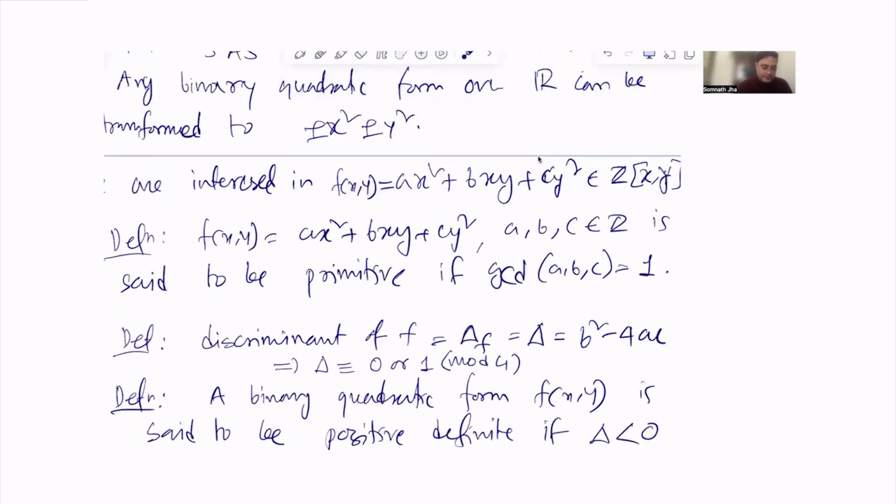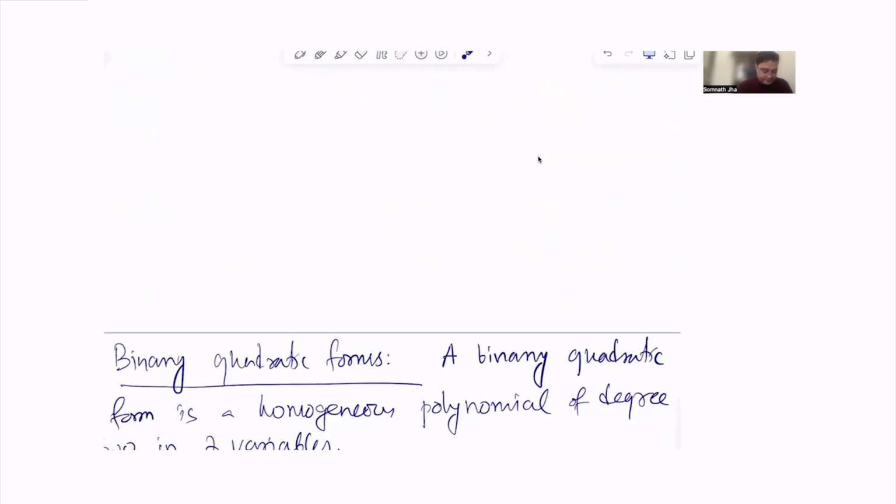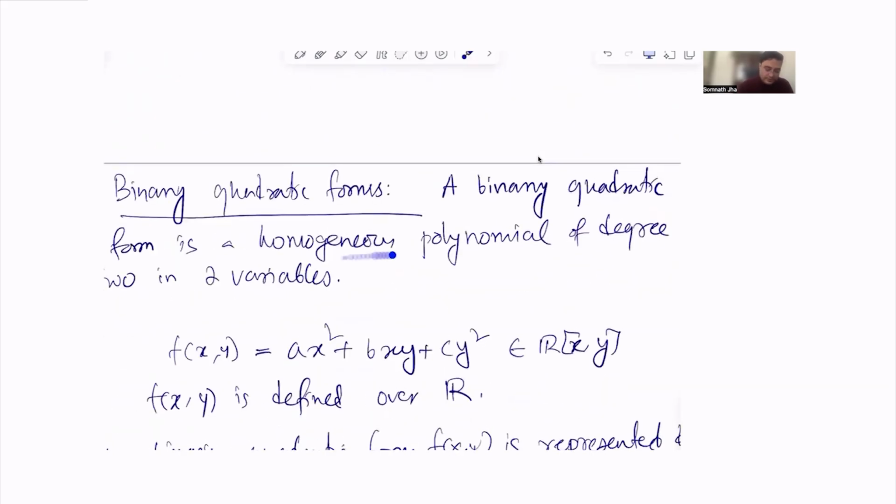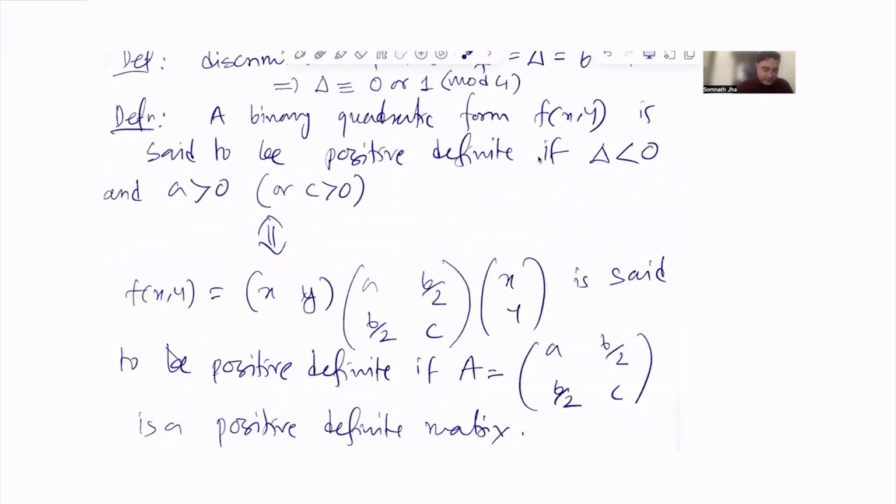A binary quadratic form is a homogeneous polynomial of degree 2 in two variables. It's of the form ax² + bxy + cy². And in this course, we are only interested in those which are integral.